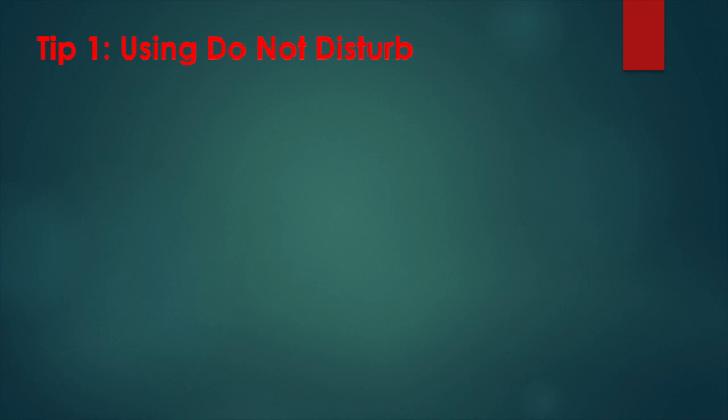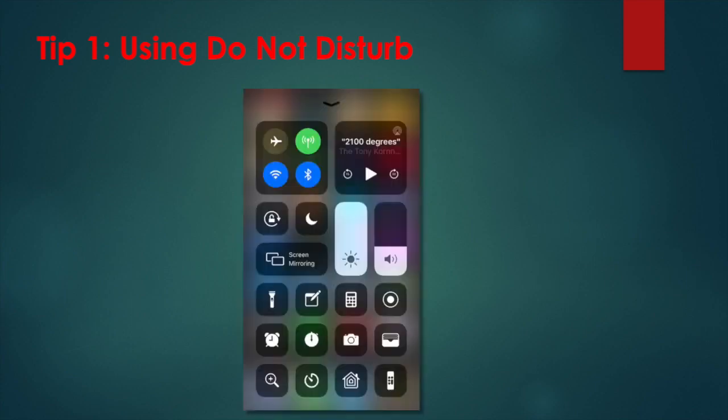Tip 1. Using Do Not Disturb. Do Not Disturb is the fastest way to temporarily silence all notifications. To initiate Do Not Disturb instantly, enter the Control Center by swiping up from the bottom of the screen on an iPhone or by swiping down from the top right on an iPad, and then touch the moon icon. Do Not Disturb is now activated.